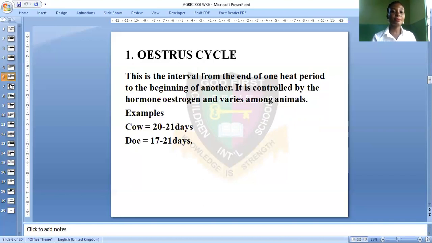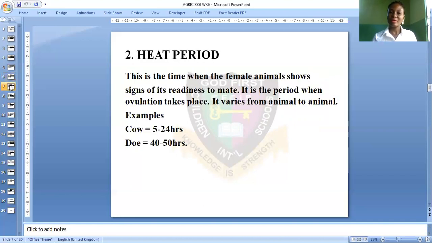Let's move to the next term, the heat period. The heat period is also the ovulation period. This is the time when the female animal shows signs of its readiness to mate, to copulate, with the male. It is the period when ovulation takes place, that is, when there is release of the ova by the ovary. This heat period also varies from animal to animal. For example, in cow, the heat period takes between 5 to 24 hours. And in a doe, it takes between 40 to 50 hours.